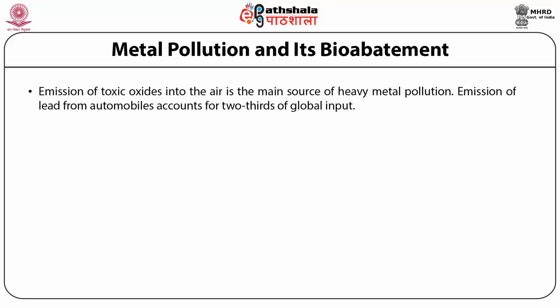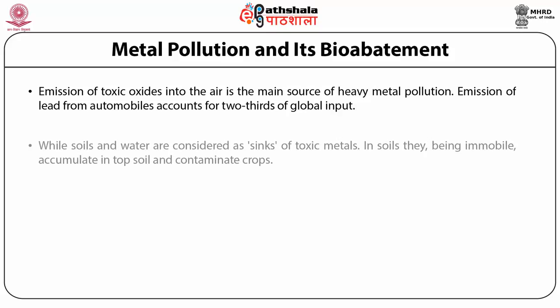Emissions of toxic oxides into the air is the main source of heavy metal pollution. Emission of lead from automobiles accounts for two-thirds of global inputs. While soils and waters are considered as sinks of toxic metals, in soils they, being immobile, accumulate in topsoil and contaminate crops. In aquatic systems, the sources are industrial discharges, sewage, metal mining, effluent smelting, etc. Other sources include acid rains.